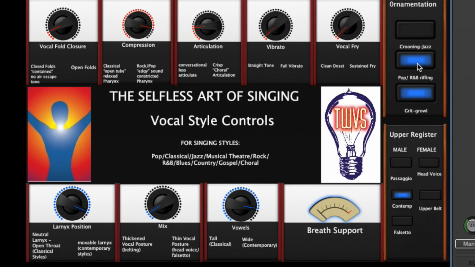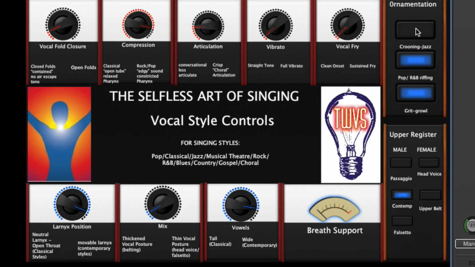And over here, when we think about ornamentation, he does have the pop, the slamming into and out of notes. But he almost has a little bit of that crooning jazz there, so I would actually put probably both of those buttons down. He's got a little bit of both going on there. Not a whole lot of growl in his sound, though. He's not adding that Tom Waits style growl in his voice.